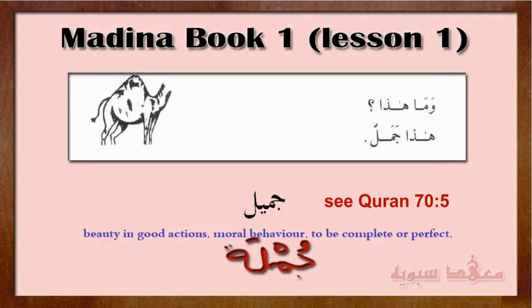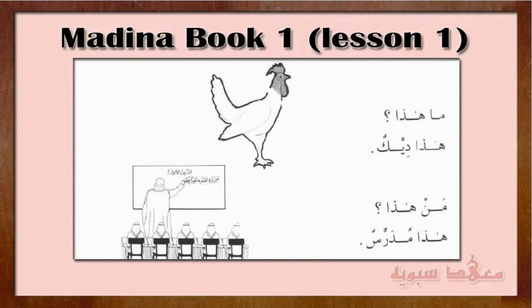Now I want to emphasize these roots, because these roots actually help you memorize words. If you know a root and you know the main meaning of that particular root, then memorizing other words from that root will be easier because you'll find that link. Okay, let's continue on. So we have ما هذا هذا ديك. What is this? This is a rooster. So the male. And we have the female, which is دجاجة, but we're not covering that at the moment.